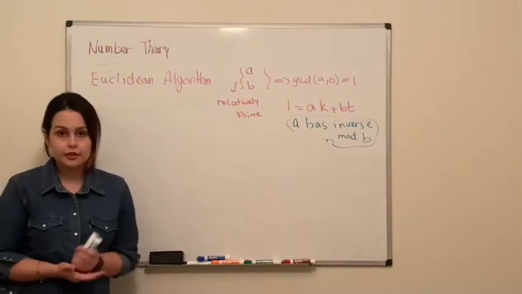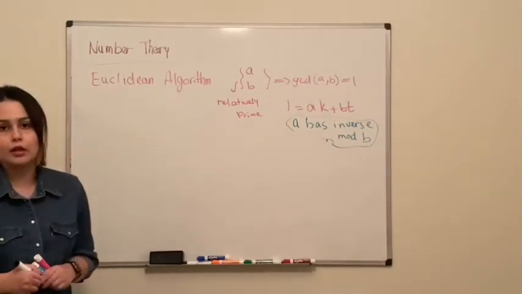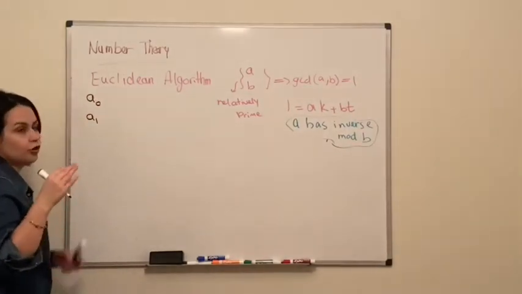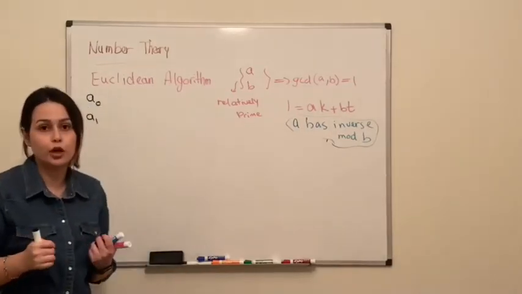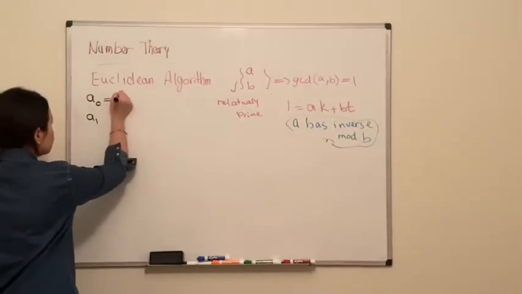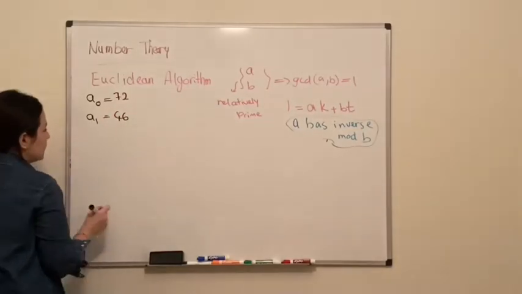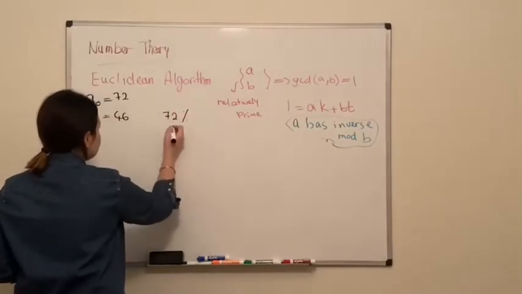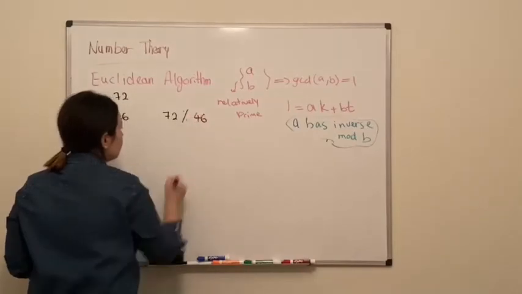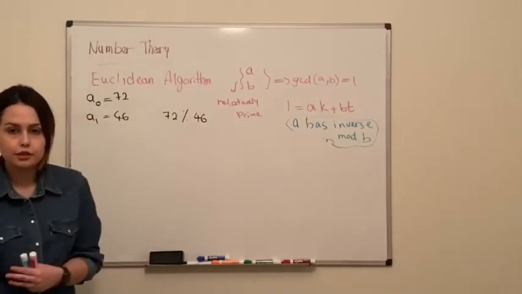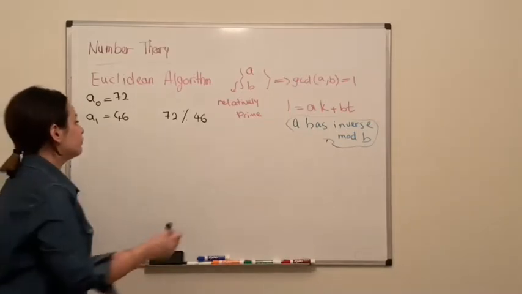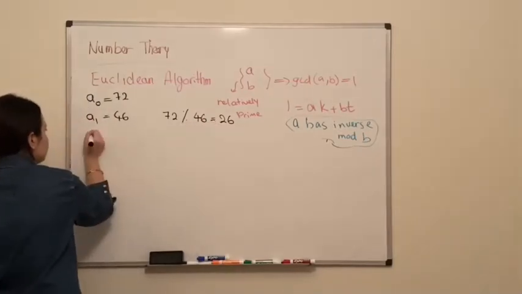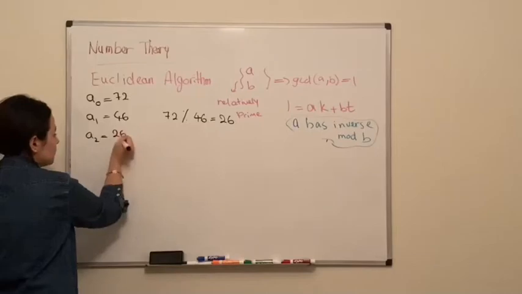I want to teach Euclidean algorithm here, and I want to use an example to do that. So let's assume I have two numbers, A0 and A1, which are those two first numbers, A and B, that I want to compute GCD for them. And I give these numbers 72 and 46 here. So in the first step, I compute 72 mod 46. Or actually, I divide 72 over 46 and find the remainder, which is 26. Now I give this 26 a new name, A2, in my sequence.